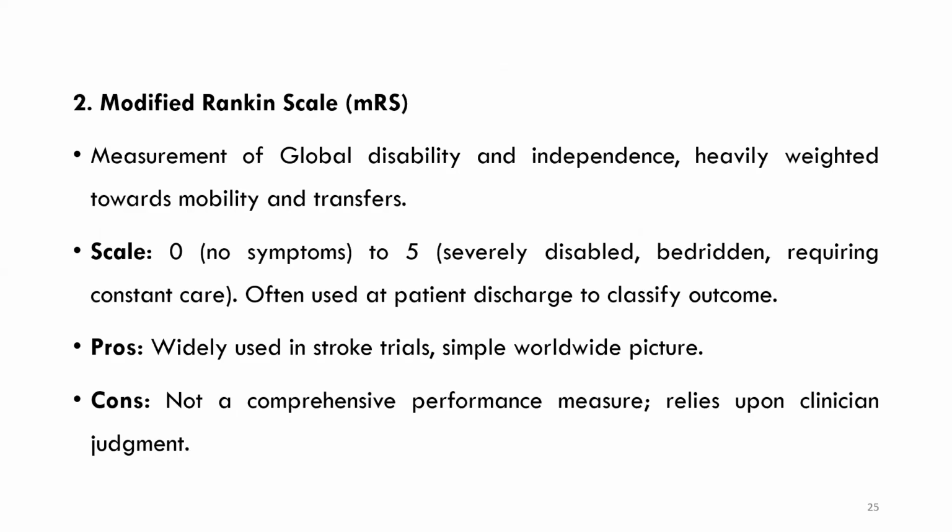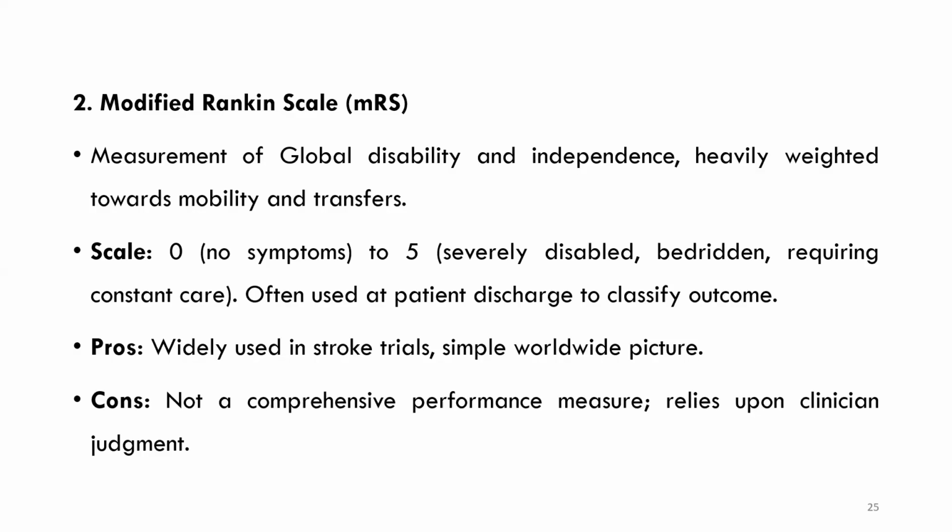We have the modified Rankin scale. This one measures the global disability and independence level within stroke survivors, and it is heavily weighted towards mobility and transfer. So this one is more of a combination tool, where you can look at mobility and you can look at transfer within the individual.